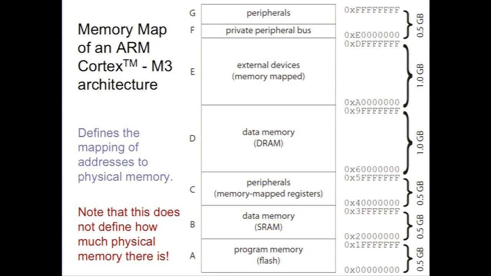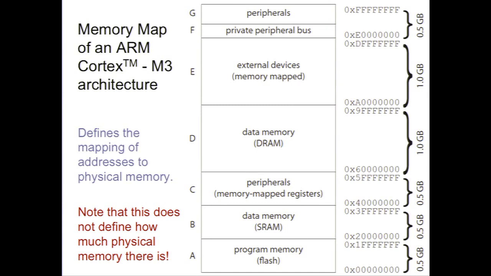And address 0 is pointing directly into flash memory. Starting at address hex 20000, you start addressing static RAM, and you have half a gigabyte available of static RAM. Now, let me ask you this. Does this mean that if I give you an ARM Cortex M3, I just hand it to you, here's the chip, that there's half a gigabyte of static RAM on it? Does not mean that at all. There could be any amount of static RAM up to half a gigabyte.